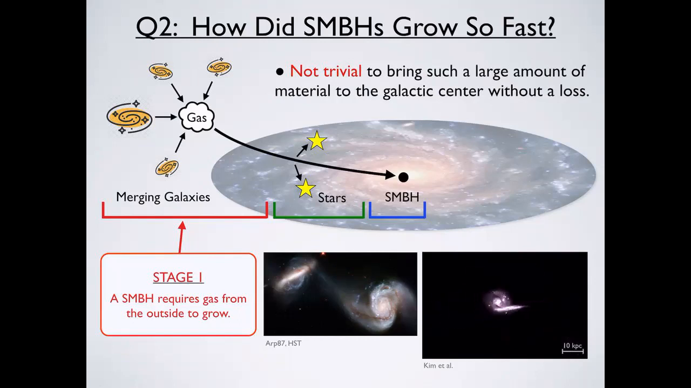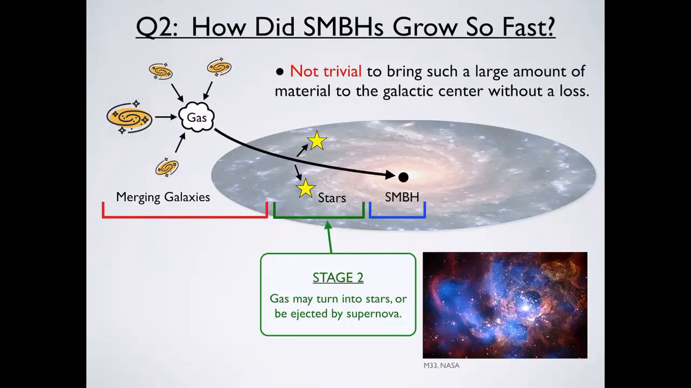So that's stage 1. And then stage 2: even if the gas somehow finds its way to the black hole, it has to somehow suppress the star formation process, which is a competing channel.